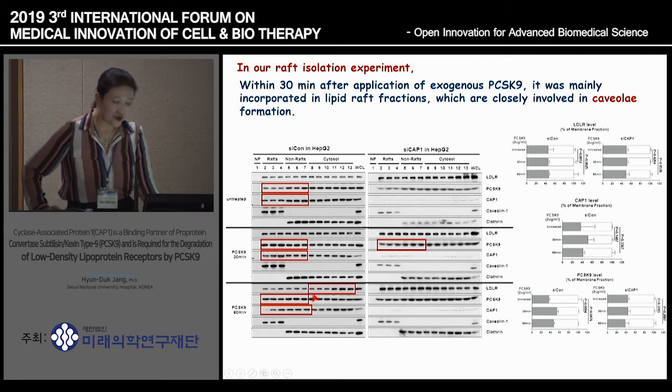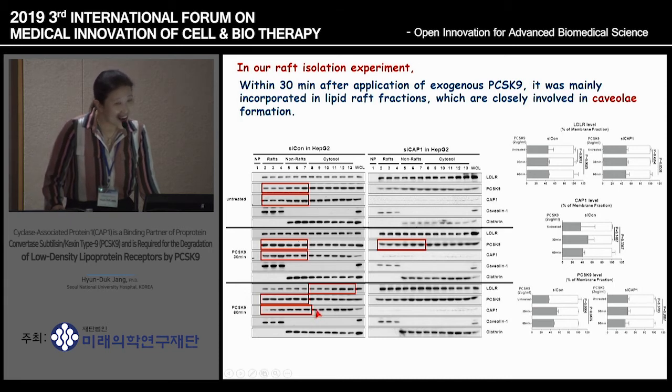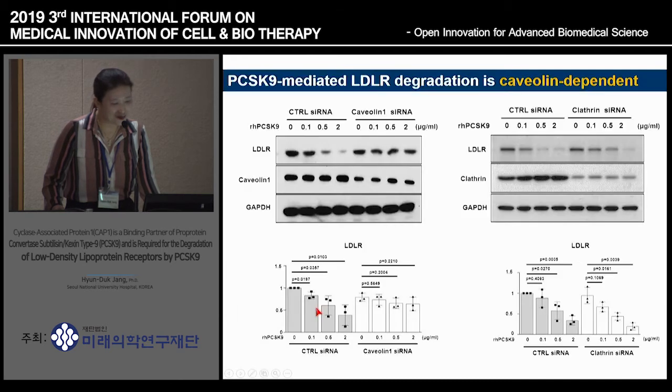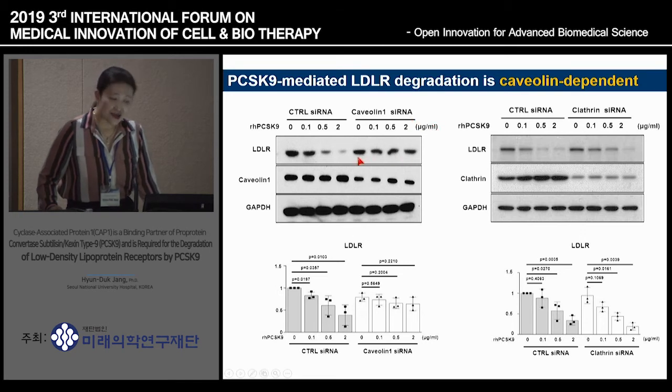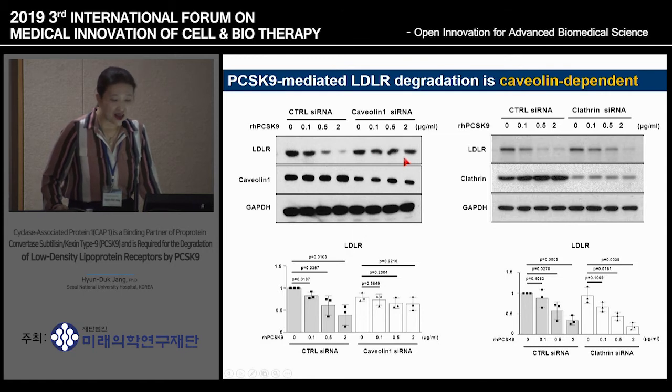LDL receptors, abundant in the cytosol, come back along with PCSK9 and CAP1 in the raft portion, which is highly implicated in caveolin-mediated endocytosis. So we compared caveolin knockdown and clathrin knockdown. Here are caveolin knockdown cells: LDL receptors are protected, whereas in clathrin knockdown cells, LDL receptors are well degraded.